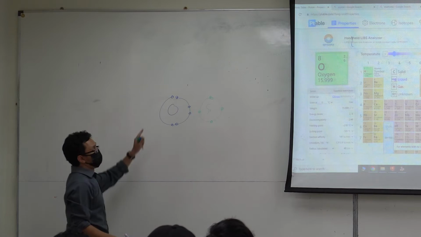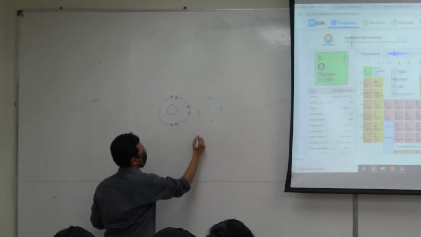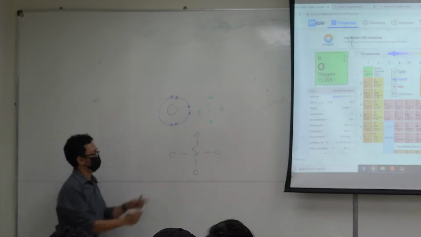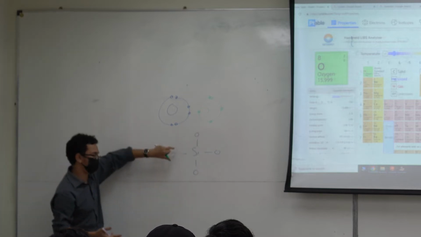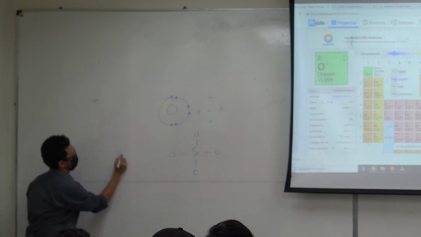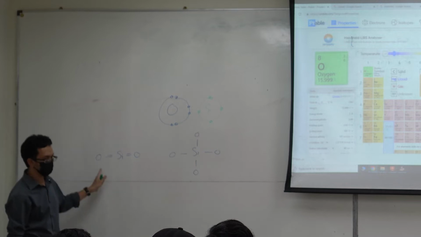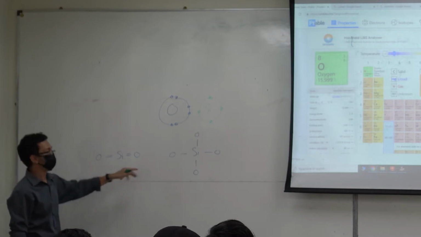Okay. So in order to make an octet, they can bond like this: oxygen, oxygen, oxygen, oxygen. So you can make an octet. You can revise how the covalent bonding works. You can make it like this, or you can make it like this. Both are valid. But this one is more stable.